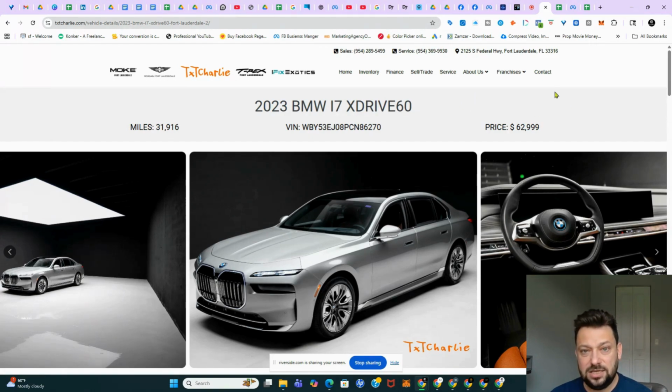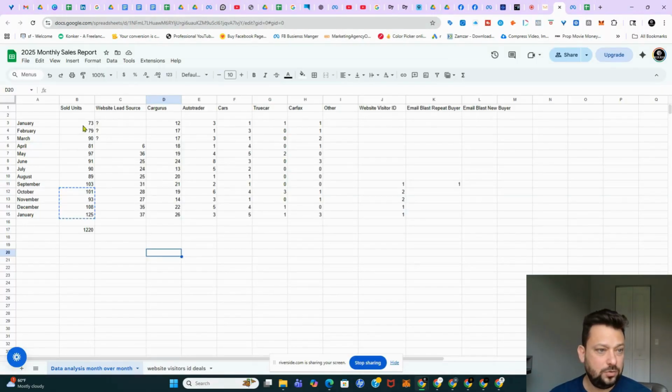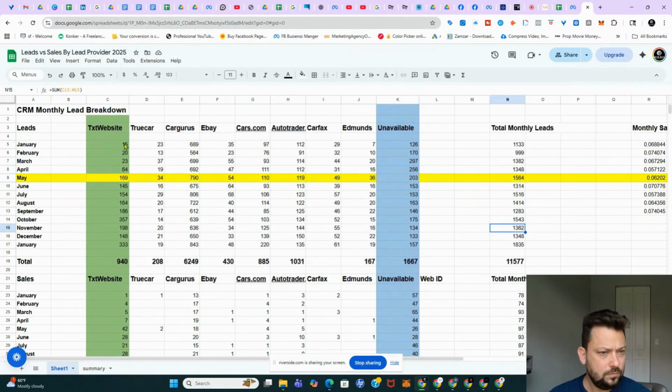The case study here is going to show that over the course of basically a year, the dealer was selling 73 units. And in the attribution from the lead breakdown, they were generating about 15 website leads per month at the time, and selling about one attributed sale from the website per month.